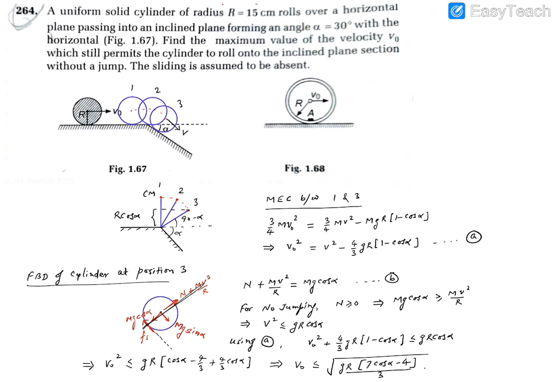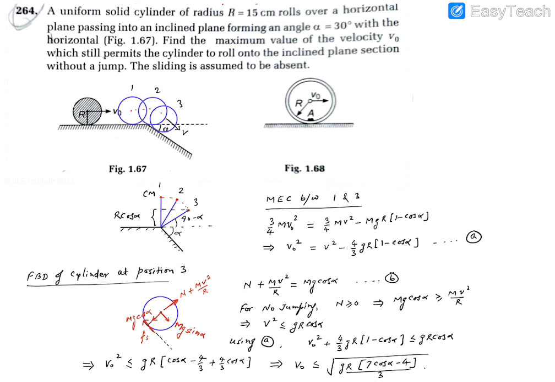So the forces must be balanced in this direction. Forces is going to be n plus mv square by r, which must balance mg cos alpha. This is equation number B. Now we say we don't want the jumping to happen, which means the normal reaction must be non-zero, or we can say it should be non-negative. Basically this should be greater than or equal to 0. So equality is just for the limiting condition, that means for the maximum permissible value, otherwise it should be greater than.